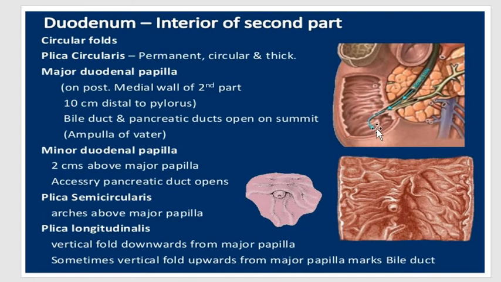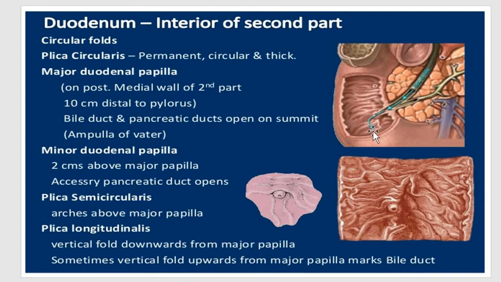So this is the major duodenal papilla and this is the minor duodenal papilla. The major duodenal papilla is present on the posteromedial aspect of the second part of the duodenum, 8 to 10 centimeter distal to the pylorus, because the extension of the duodenum starts from the pylorus. So 8 to 10 centimeter distal to the pylorus you will see the major duodenal papilla.